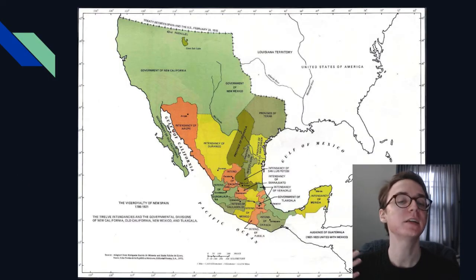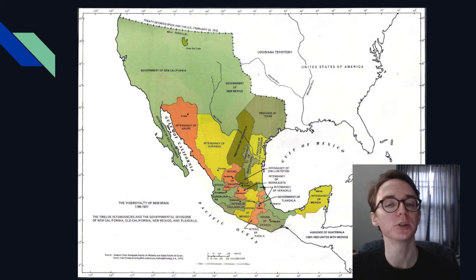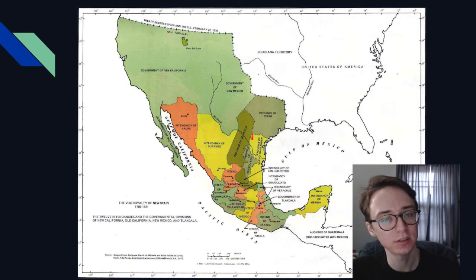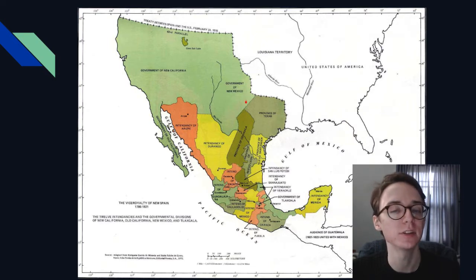So, to get us started, this is the territory of Mexico. They owned all this. Right nowadays, there's California here, right? This whole area they call the government of New Mexico. And this is Texas. This little chunk is what they consider the province of Texas within Mexico.